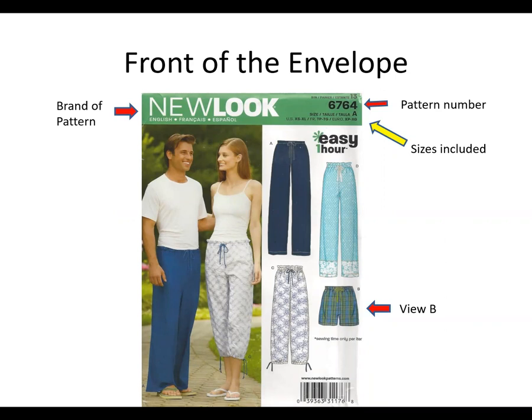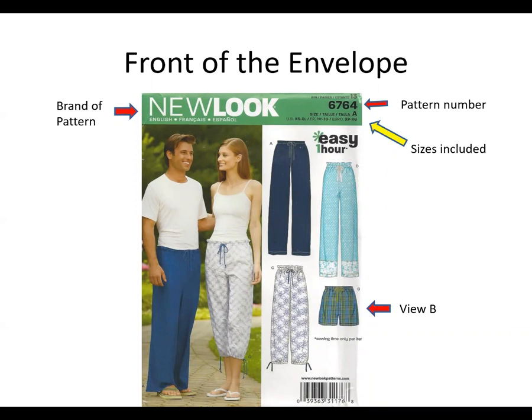And that pattern number appears in the upper right-hand corner of the envelope. You can then go to a series of file drawers. You want to find the file drawers for your brand name, this being New Look, and then scroll through it. They're in numerical order until you find pattern number 6764 in this case. Once you find that, you want to make sure that you're pulling out an envelope that has the size in it that you need. Now, when it says size A, that generally means it has the United States sizes extra small, small, medium, large, and extra large. That is what size A means.